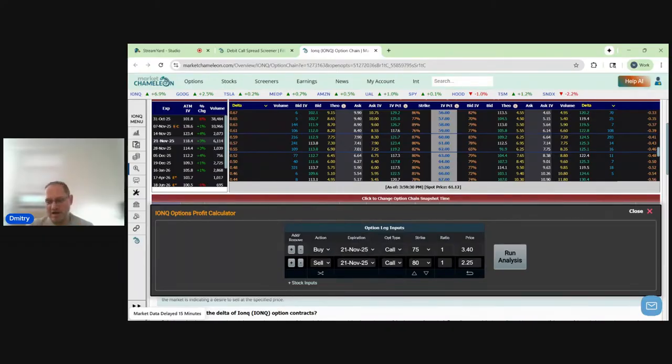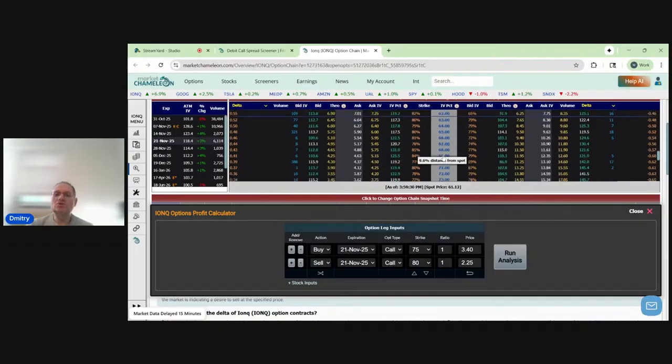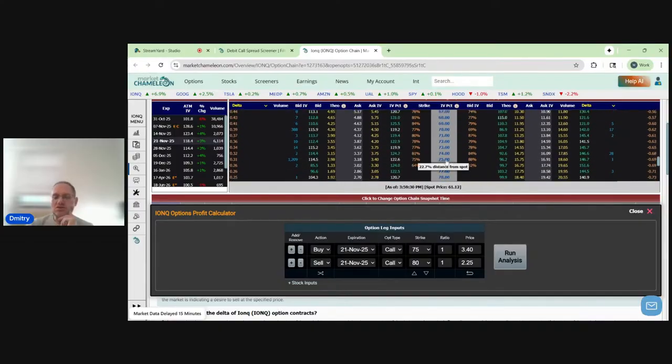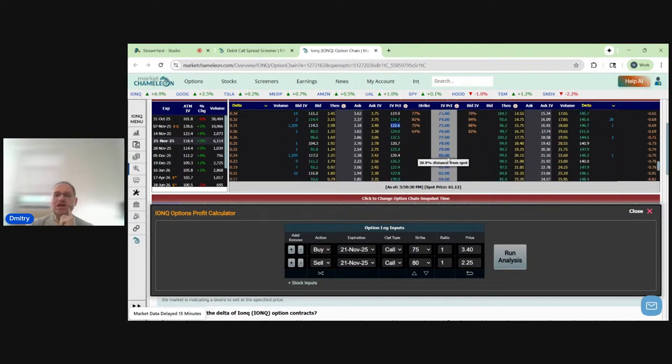So it just kind of pre-populated the spread for us. The November 21st 75 call and the November 21st 80 call. Right. So I'm going to go here, and you could see here the 75 call. This is the 75 call, 298 bid, 340, and these implied vols tell us that it kind of got squeezed in. And then here's the 80, 225, 242.